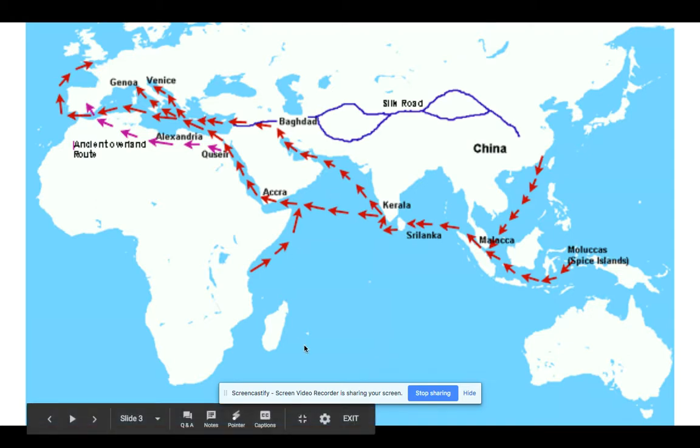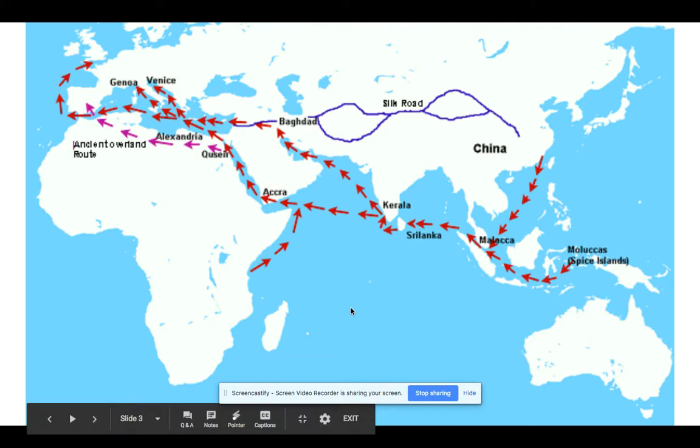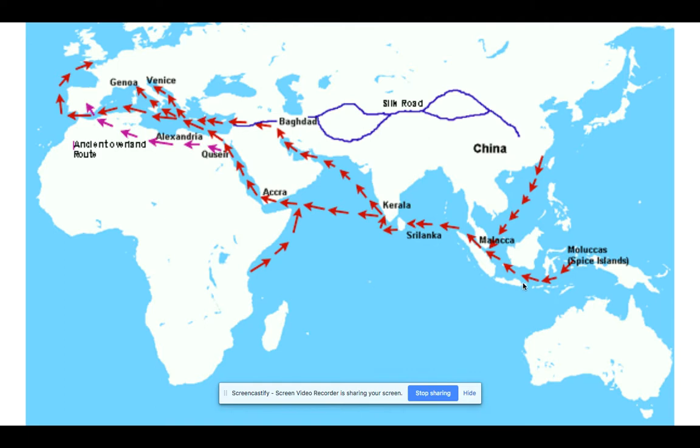Okay, so this map right here is very important simply because it resembles a lot of the content stated in the previous slide. Some things I want you to note here is that this is the spice trade before the early modern era. Right over here in this map is where the spices are coming from. The trade route would head westward and go through the Mediterranean Sea.